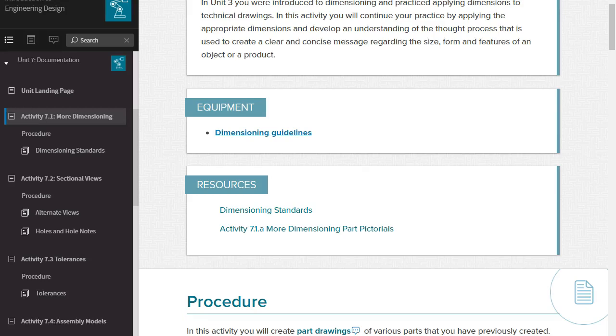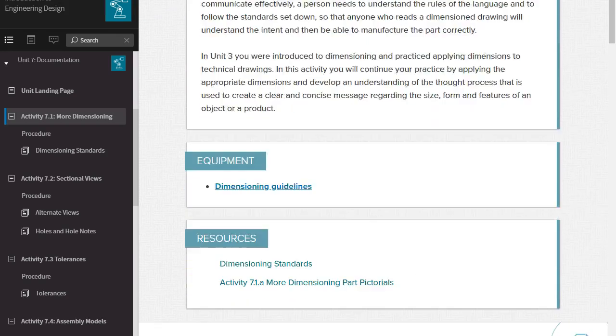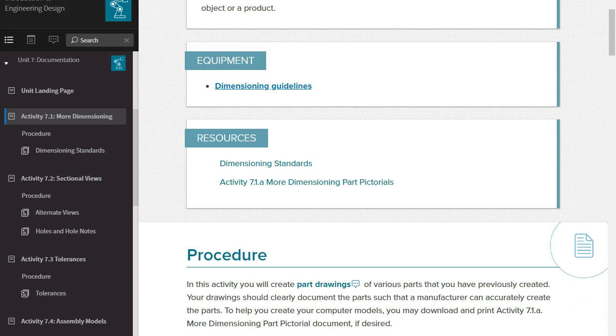Hello, this is Mr. Huff, and we need to have a real quick review of the dimensioning guidelines. If you look at Activity 7.1, More Dimensioning, we are going to be talking about dimensioning standards, but we need to review our dimensioning guidelines. So I'm putting together this quick presentation to remind you.